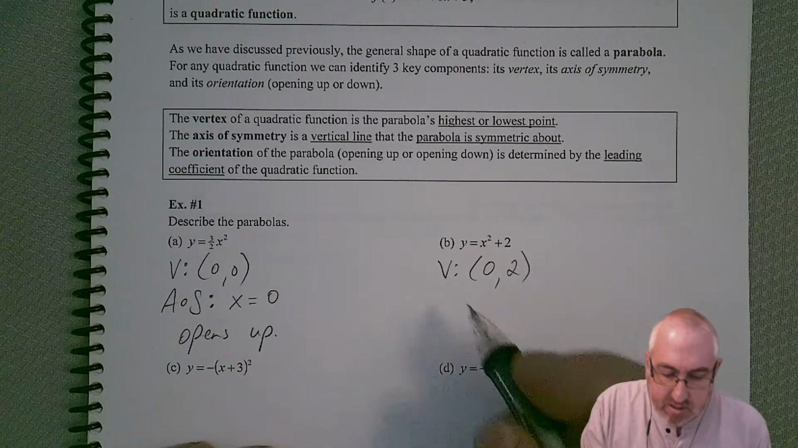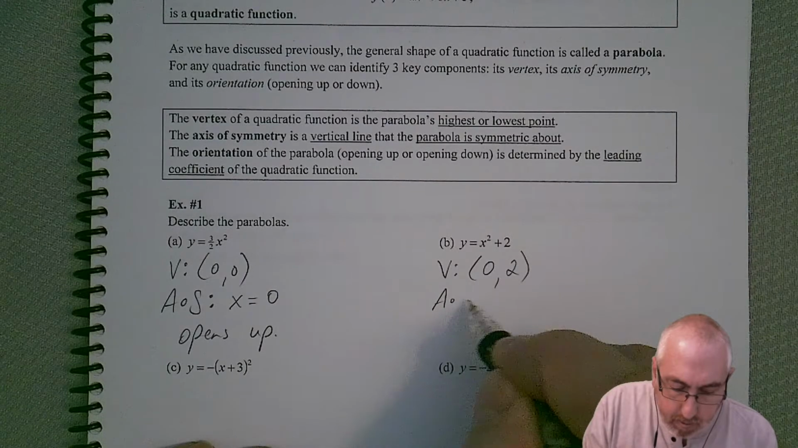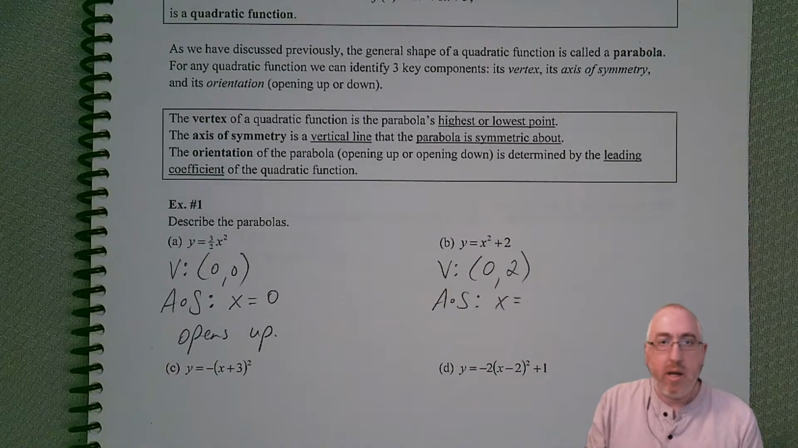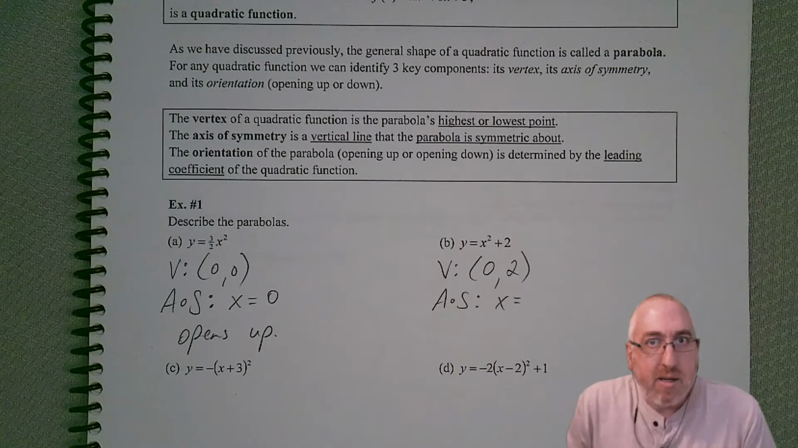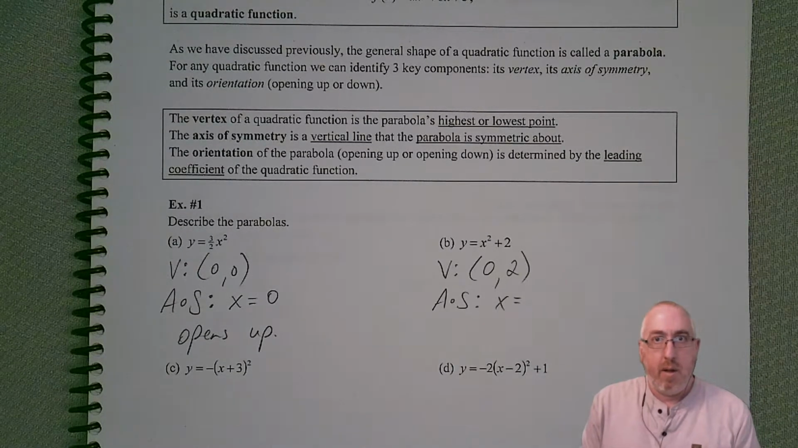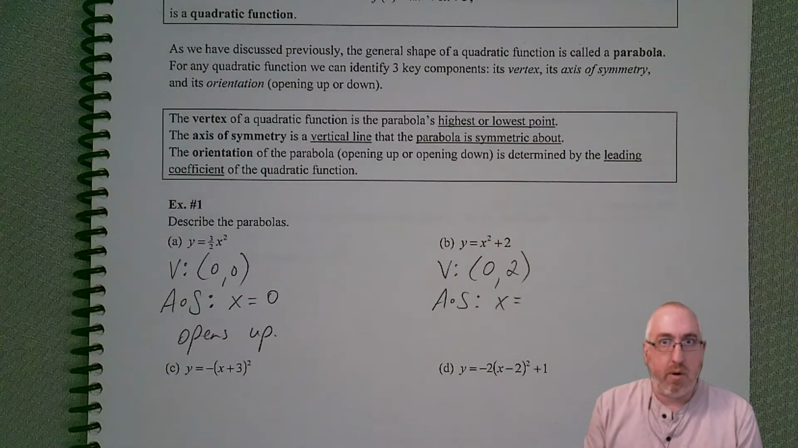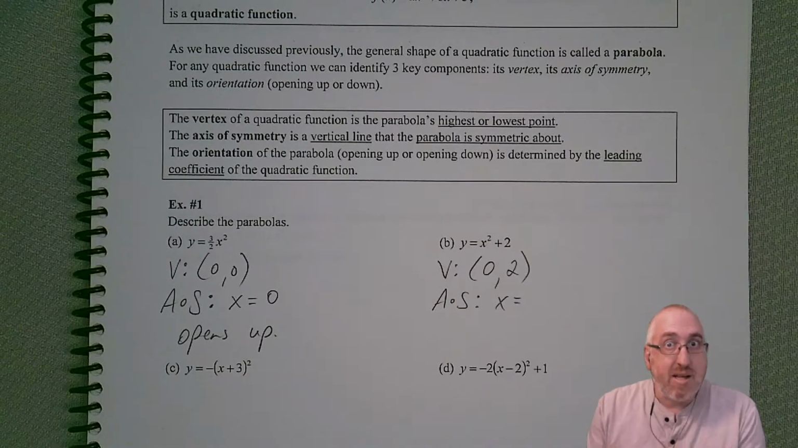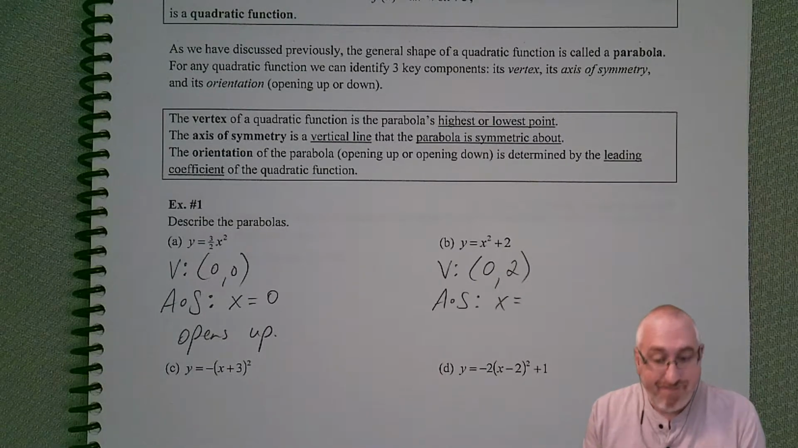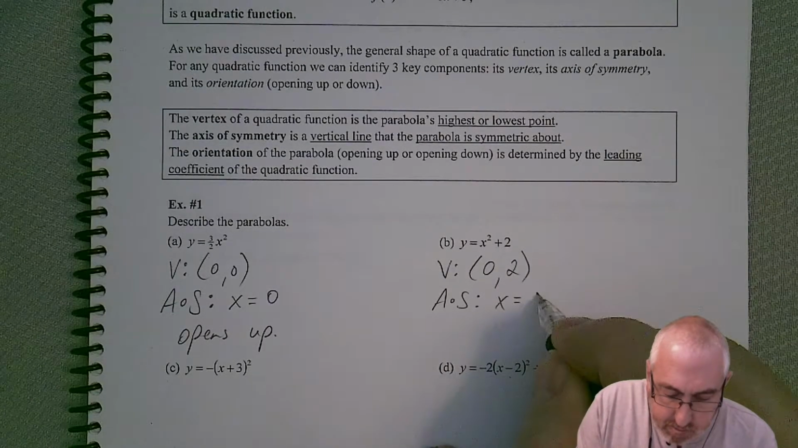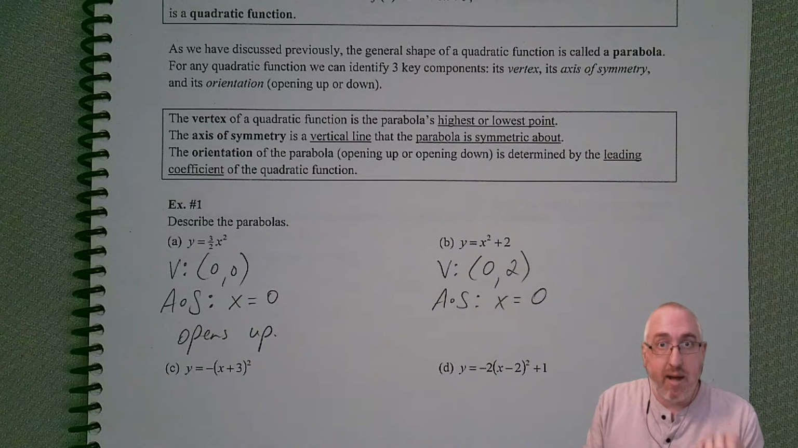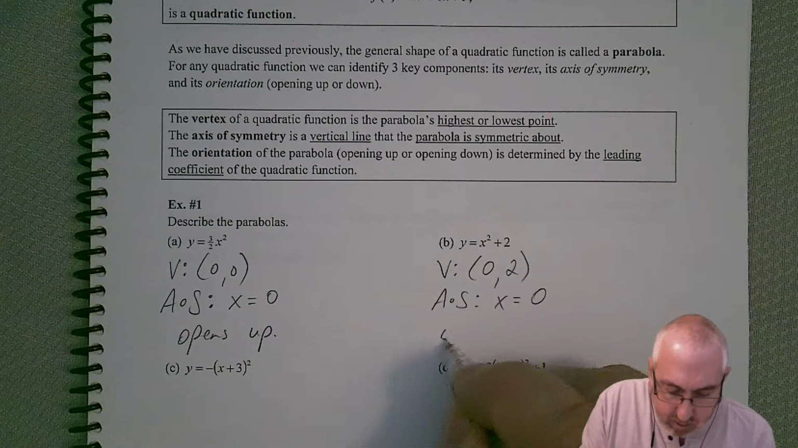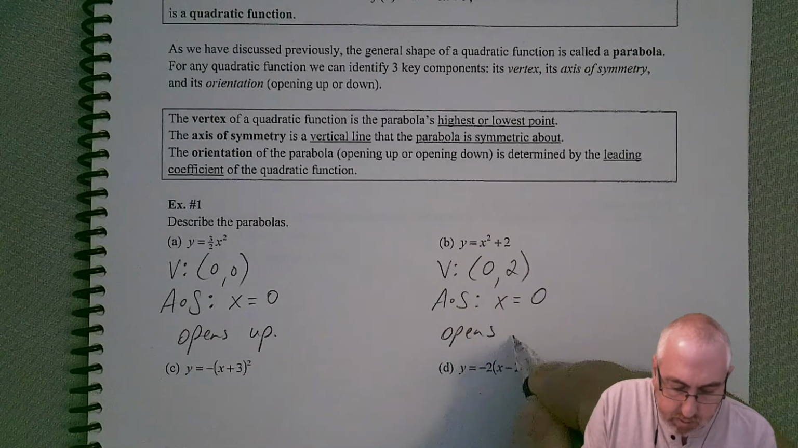But what about the axis of symmetry? So what is x going to equal for our axis of symmetry? Again, we're folding it on a vertical line. But if we don't move it left or right, does it really change? No. So in this case, x equals 0 is still the axis of symmetry, and just by looking at it, we can kind of see that this also opens up.